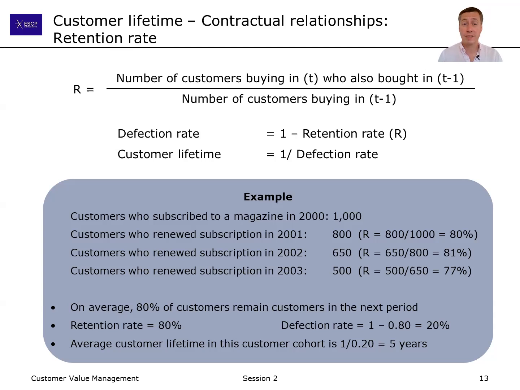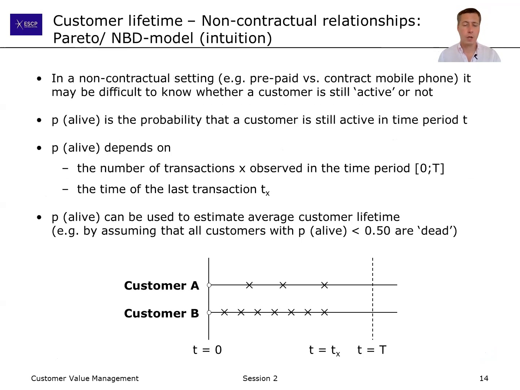Now, the problem is that this calculation of retention rate only works when you have a contractual discrete setting. So what about the non-contractual continuous transaction stream? Well, look at the bottom of this slide and look at customers A and B. Assume we are Amazon. Amazon has 10 million customers. And out of the entire customer base of Amazon, we pick 2 customers very carefully so that they fulfill a certain number of criteria. We call them customer A and B.